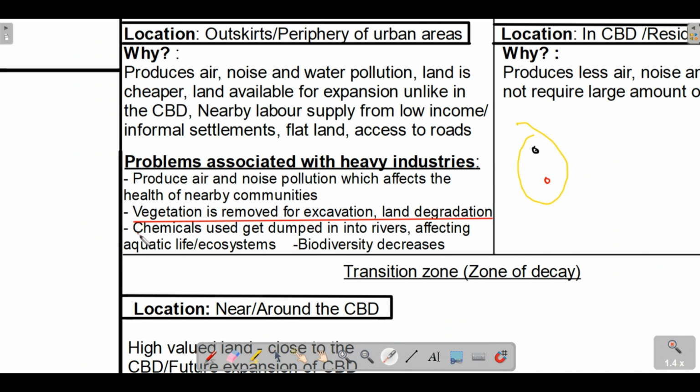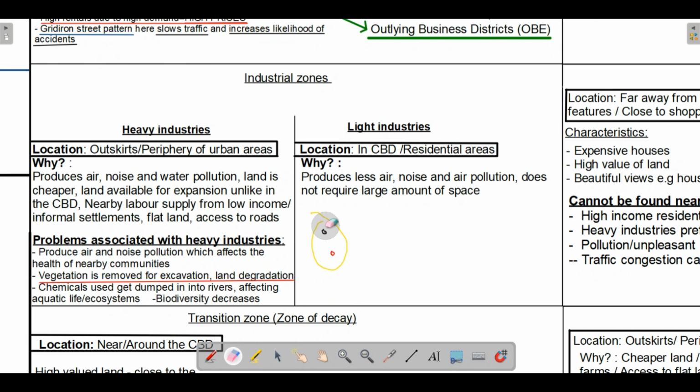Another student could have just included this as one point. So the chemicals get dumped into the rivers, affecting aquatic life and therefore decreasing biodiversity. Yeah, he or she could have just separated those. And by doing that, he or she could have gotten 4 marks instead of just 2. Right, so those are your heavy industrial areas away from your middle income, away from CBD, away from high income residential areas. And because they offer jobs, informal settlements are established close by, as well as low income residential areas.